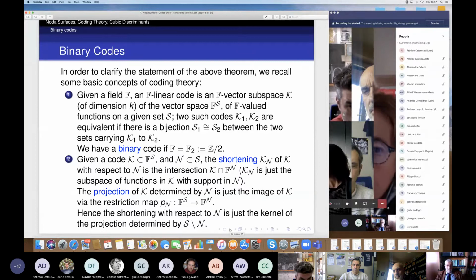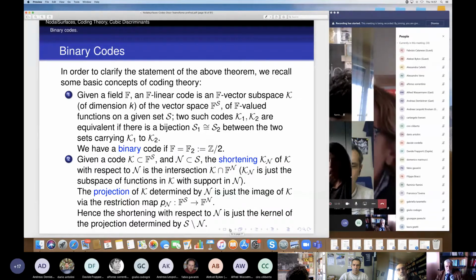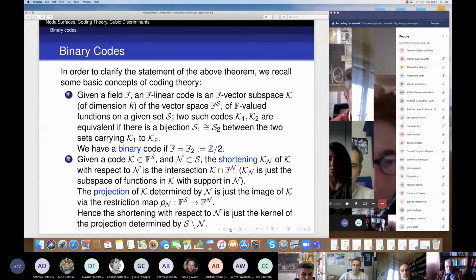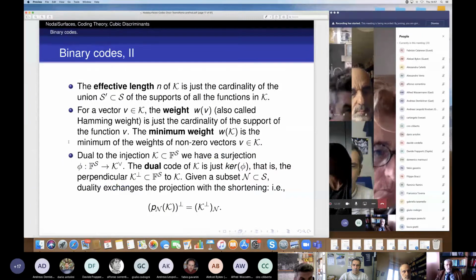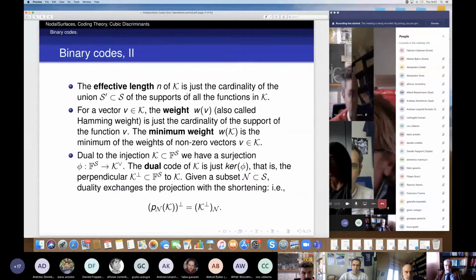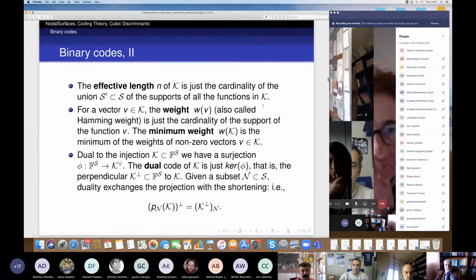Okay, so I hope you remember that the shortening means you take the subspace where we get only zeros outside of n. And of course, every code, you can always enlarge it with zeros. So this motivates the next definition. The effective length n of K is the cardinality of the union of the supports of all these functions in K.